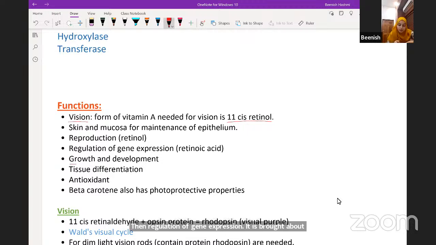Then it is also involved in growth and development, in tissue differentiation, and it acts as an antioxidant, the most important antioxidant being beta carotene. Your beta carotene also has photoprotective properties. Therefore, it is also used in the treatment of cutaneous photosensitivity.